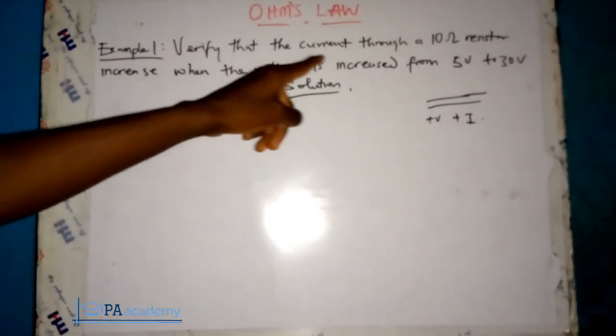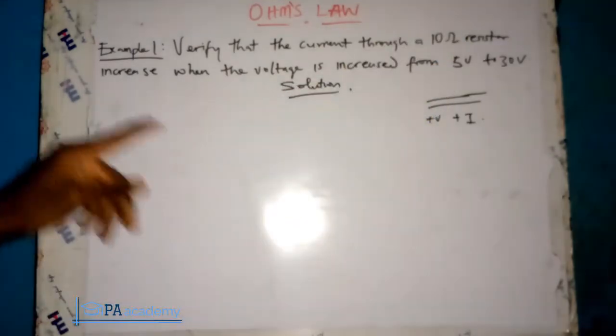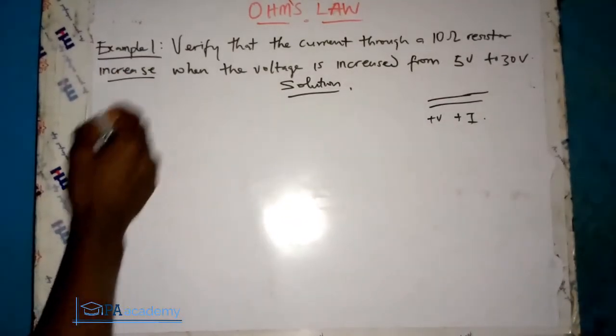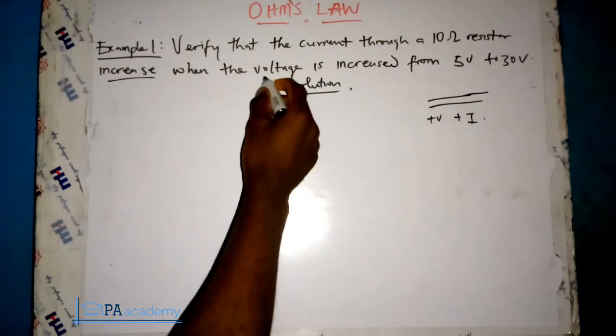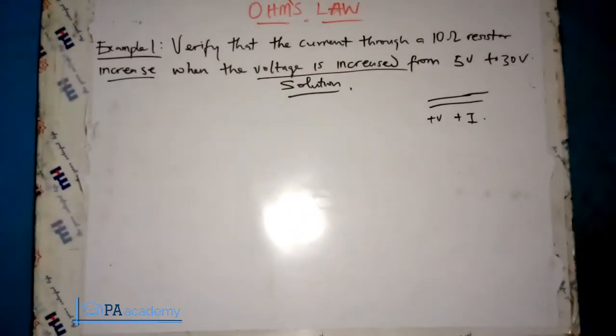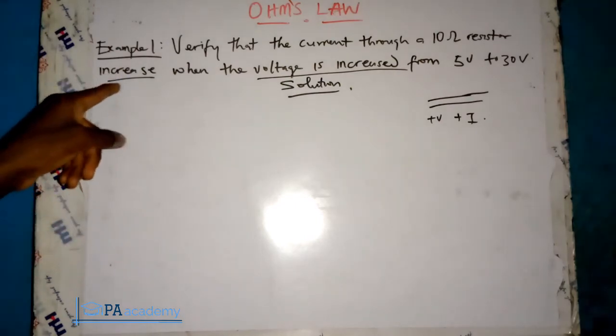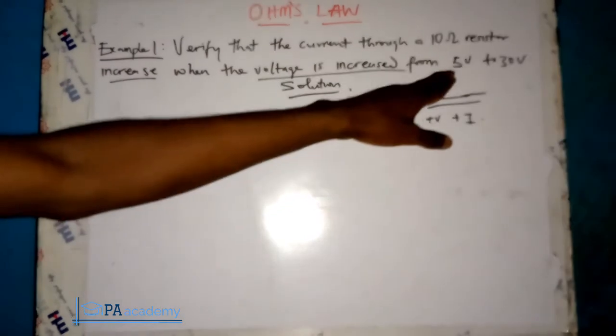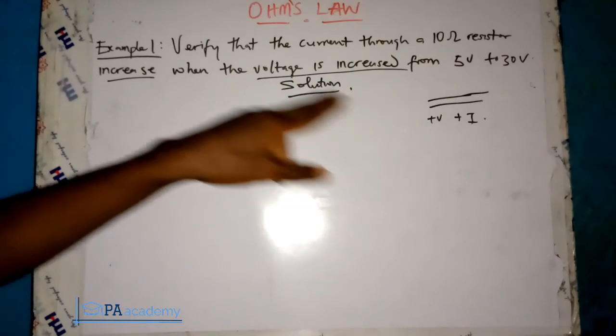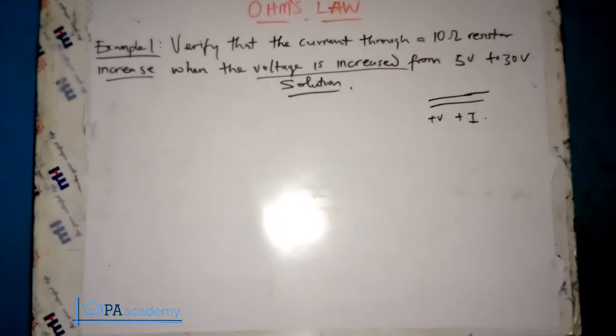It says verify that the current through a 10 ohm resistor increases. So look at this word, increases, when the voltage is increased. They are just asking us to check, using Ohm's law, what would happen if we increase the voltage from 5 to 30. Will the current also increase? So that's what this question is talking about.